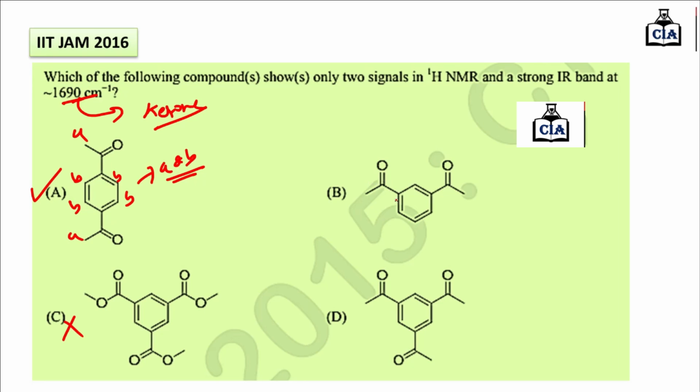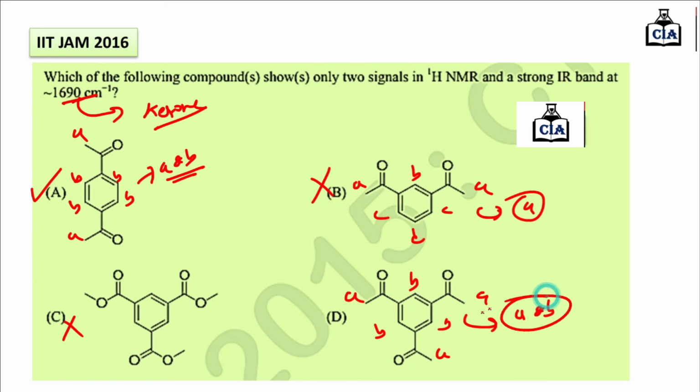Now in option B, the types of proton are, this is A type, then this is B type, C type, and this is D type. So here there are a total of 4 types of proton, so this is a wrong option. Now option D, if you see, this is A type of proton, all these 3 methyl groups, then this is B type, so this option has A and B types of proton, and this is also a keto compound, so option D will be the correct answer. So our correct answer will be option A and option D.